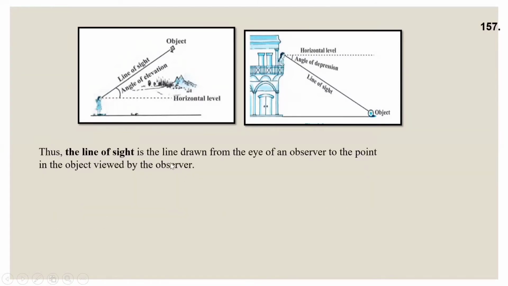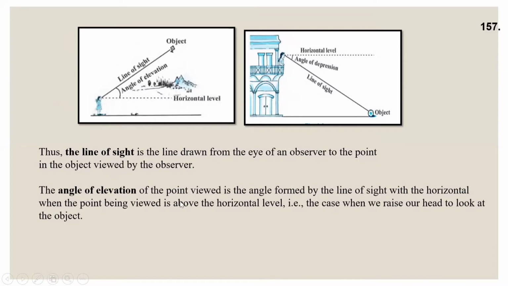Thus, the line of sight is the line drawn from the eye of the observer to the point in the object viewed by the observer. So this is the line of sight, right? The angle of elevation of the point viewed is the angle formed by the line of sight with the horizontal, when the point being viewed is above the horizontal level. So whenever the point being viewed is above the horizontal level, the angle formed by the line of sight and the horizontal level, that angle is called the angle of elevation.